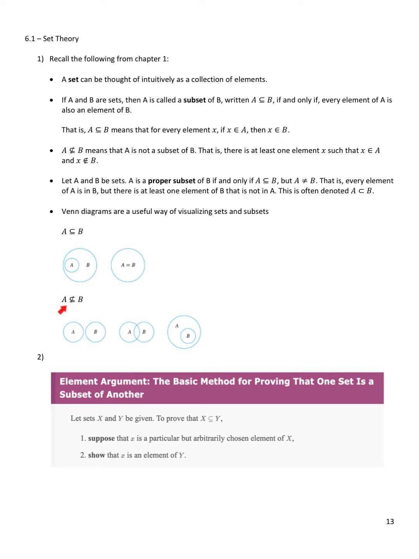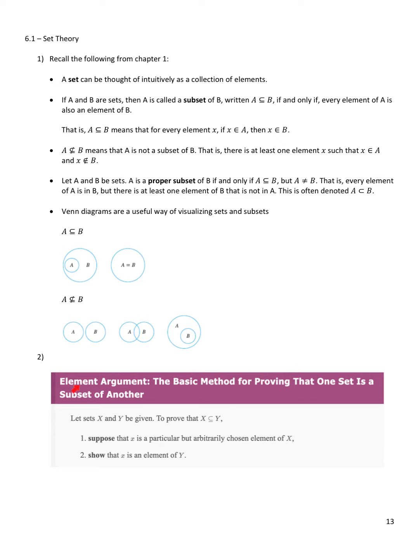And then some pictures where A is not contained in B. They could be two disjoint sets, with nothing in common. They could be two sets that have some elements in common, but there are some elements of A that are not in B. And it could be that B is contained in A, but there are elements of A that are not in B, which means that A is not fully contained in B.